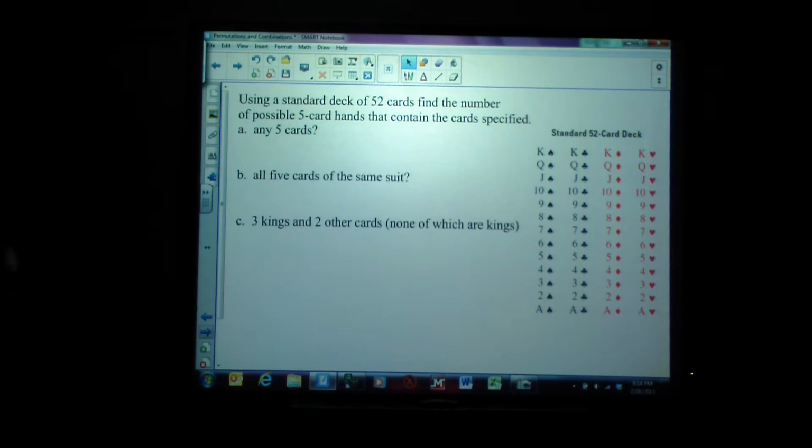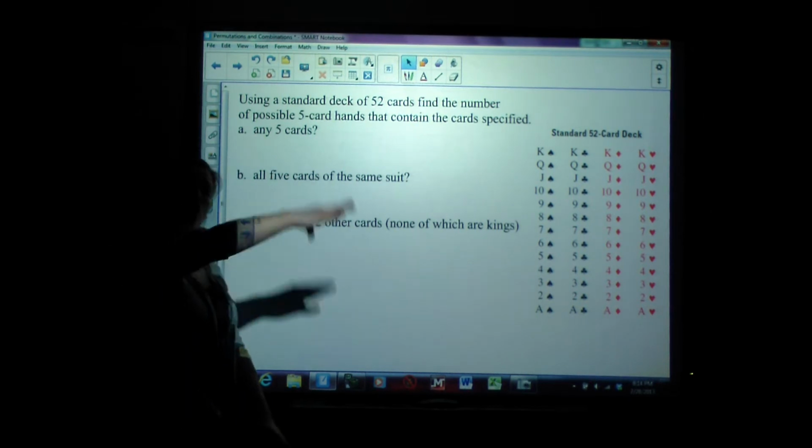Okay, moving on. Let's try some of these card ones. Cards are combinations because order does not matter. Okay, if there's a 52 card deck, and here's your deck of cards, there's 4 suits, 13 kinds. How many ways are there to be dealt any 5 cards?